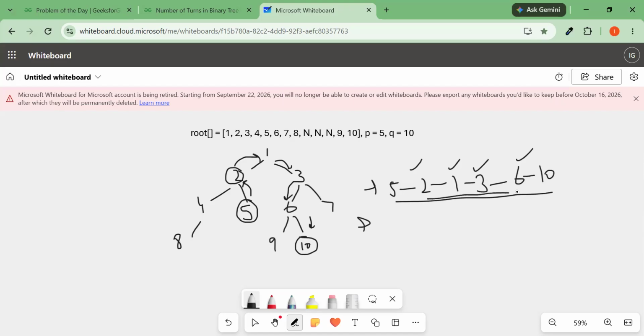So there are a total of 4 turns in this problem, and we have to return this count, that is 4. So the answer will be 4 for this.